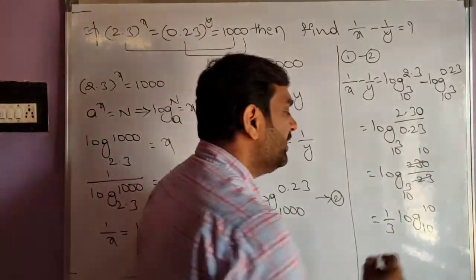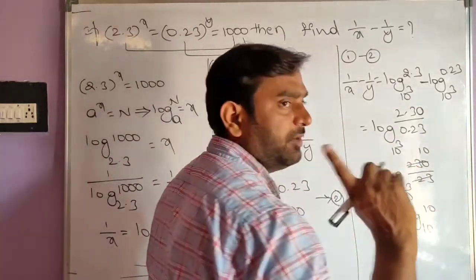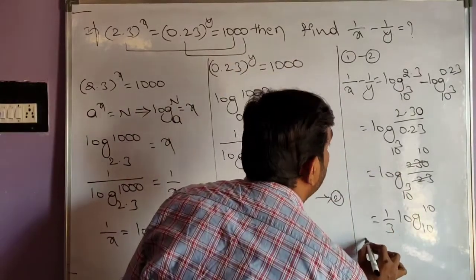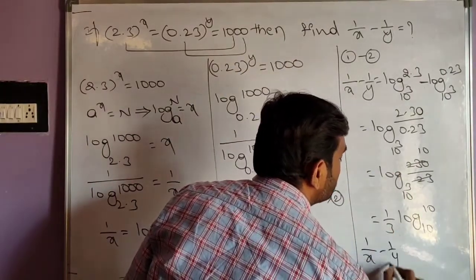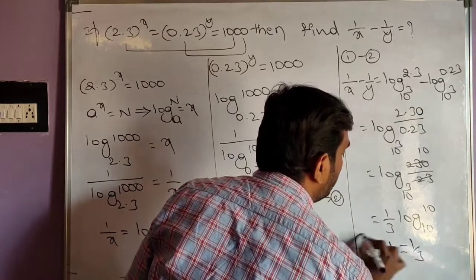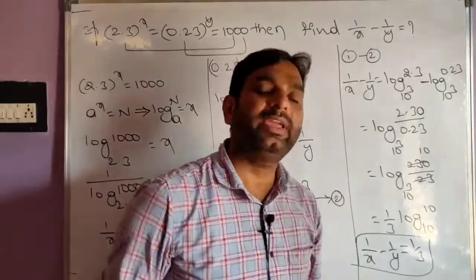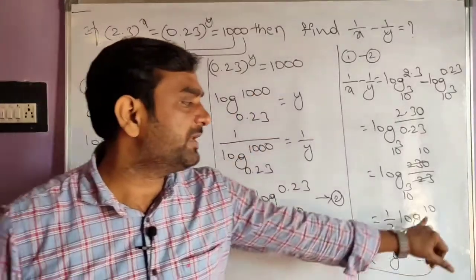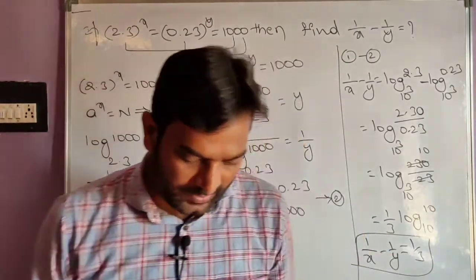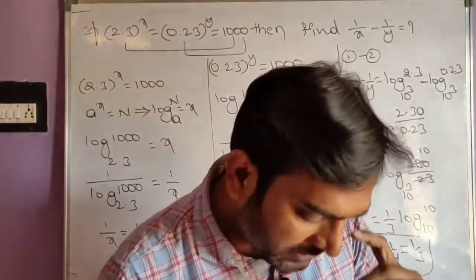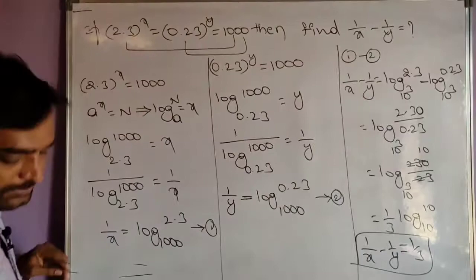By that we can write it. What is the value of log 10 base 10? It is 1. So finally we got 1 by x minus 1 by y equal to 1 by 3, because log 10 base 10 equals 1. Okay, next, coming to the 8th problem.